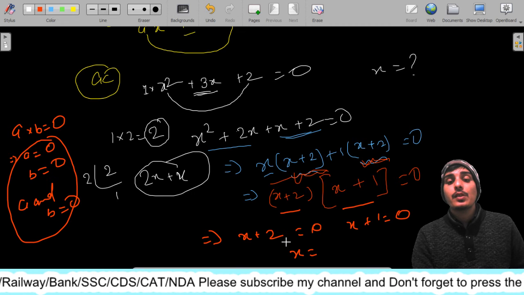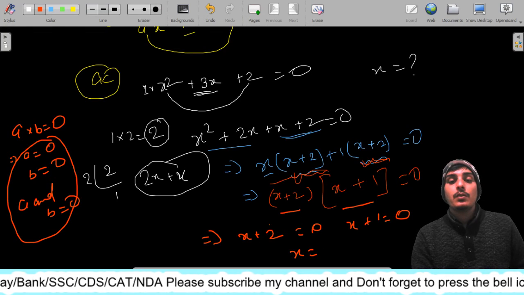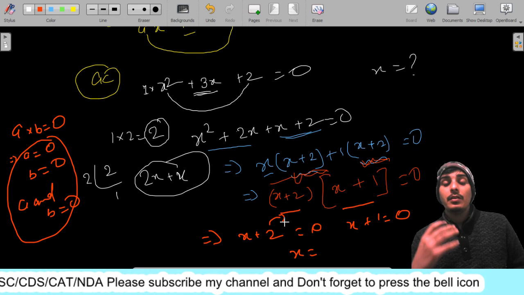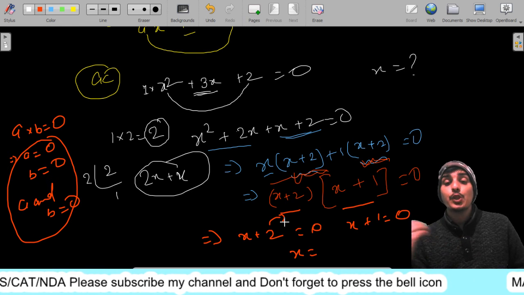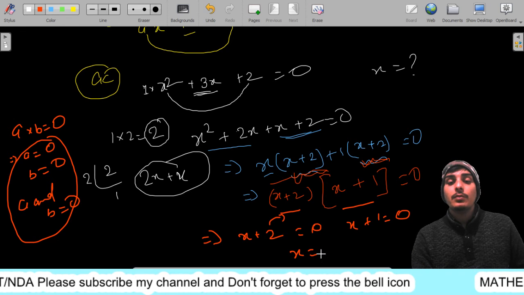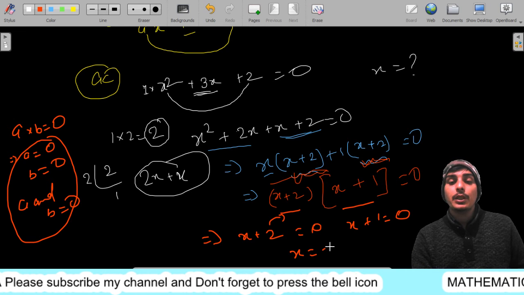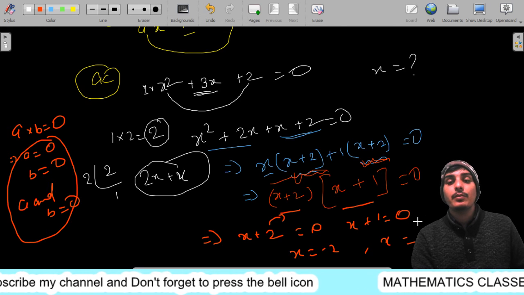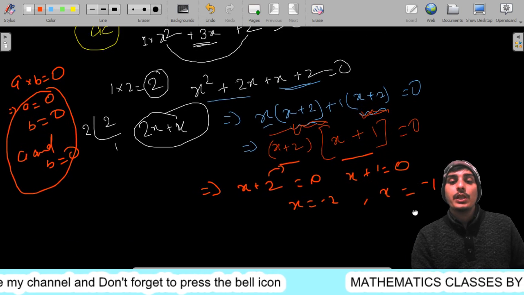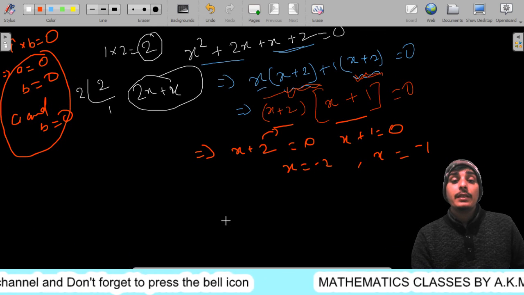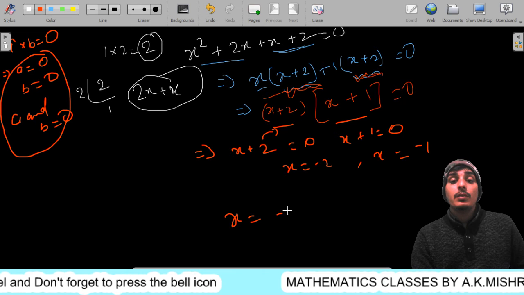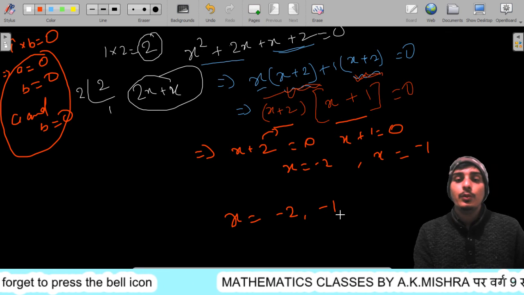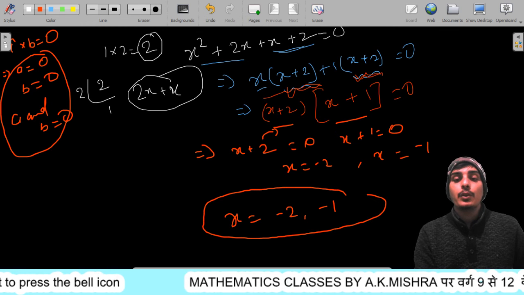And for x plus 2 equal to 0, we send plus 2 from LHS to RHS, so the sign is converted into the opposite sign, so plus is converted into minus, and here plus is converted into minus, and you will get the value minus 1, guys. So we can write here x equal to minus 2 and minus 1. These will be the values, the zeros and the roots of this equation.